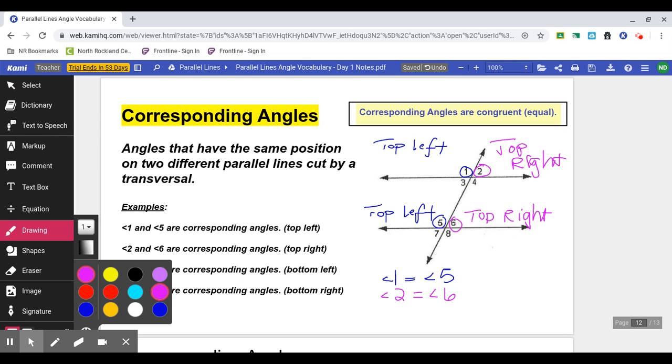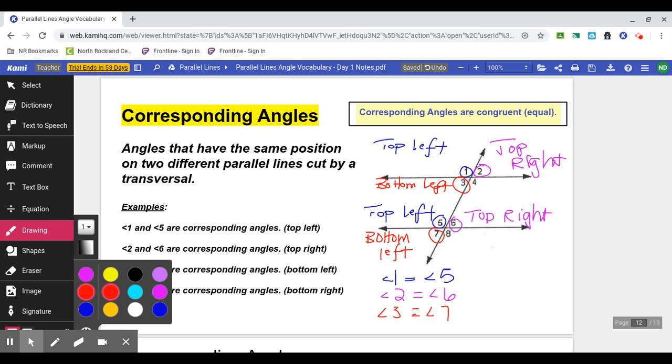They are corresponding. Okay, now we're going to look at the first line, but just the bottom of that. So now we have where the angle 3 is. That angle 3 is located on the bottom left. So now we're going to look at the second line and figure out which angle is also located on the bottom left. Well, the bottom left is angle 7. So that makes angle 3 and angle 7 corresponding angles, which also means angle 3 is equal to angle 7.